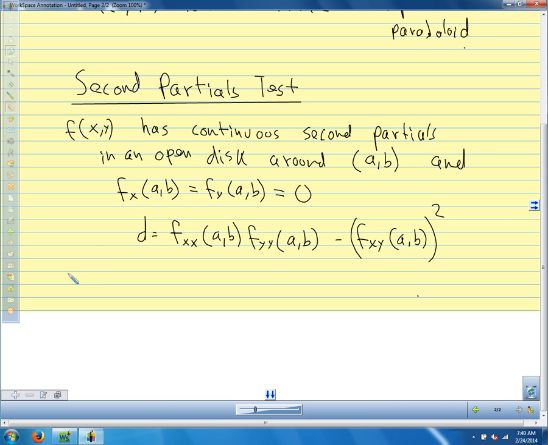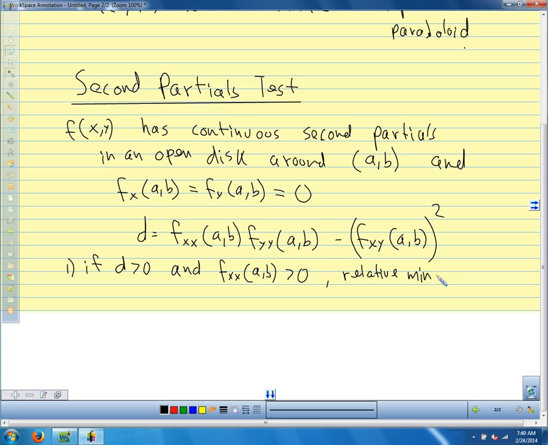So we have three conditions. If D is positive and f sub xx is positive, then we have a relative minimum. Our second condition: if D is positive and f sub xx is negative, then we have a relative maximum.